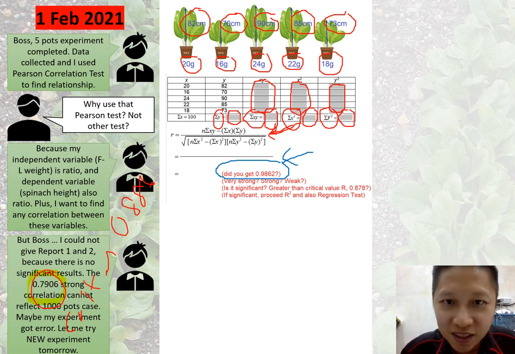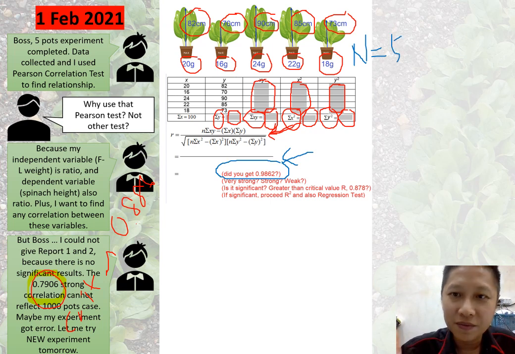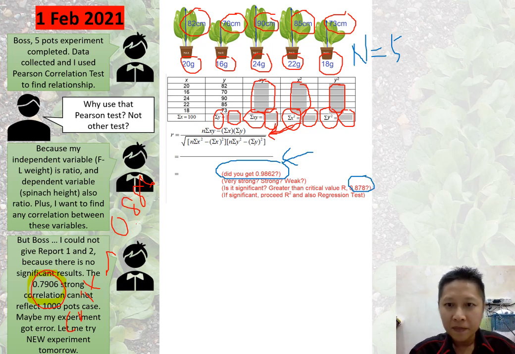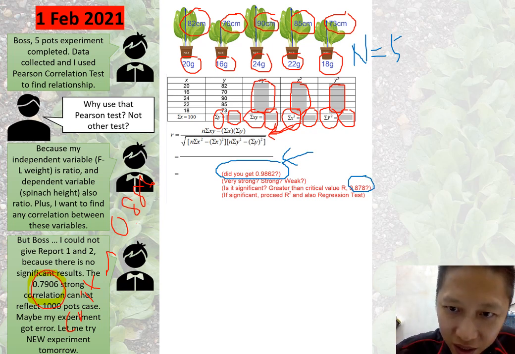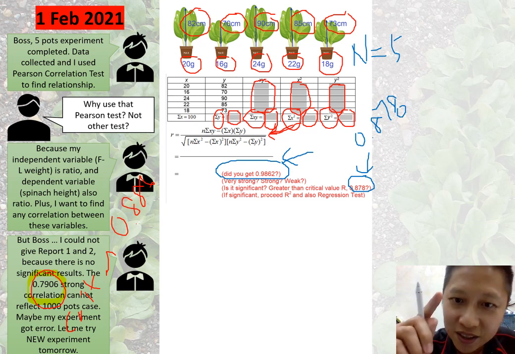Because the case is still the same, we have a total of n equals 5 experiments. Then we want to use the table to find the value of the critical R. The critical R will be 0.878, and the R that we calculated is further than the critical value.